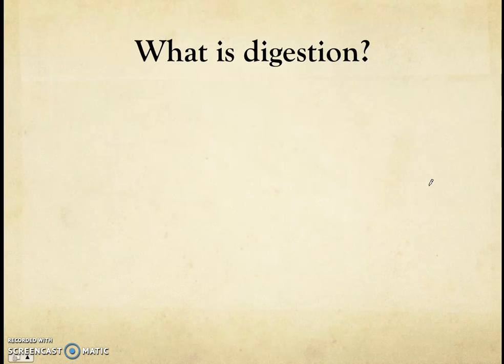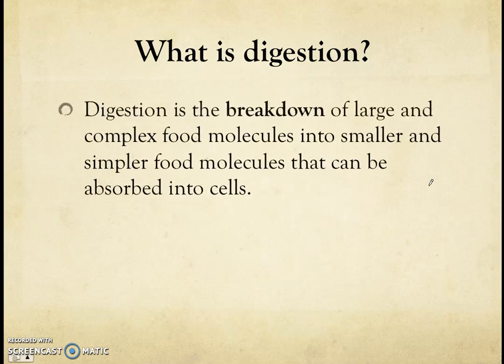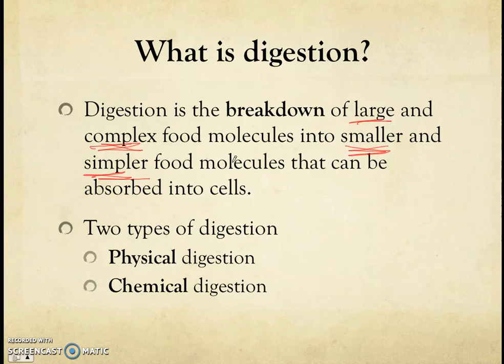So we're going to end with this slide for this video. What then is digestion? Digestion is the breakdown of, again, large and complex food molecules into smaller and simpler food molecules that can be absorbed into cells. Alright, so just get this definition right, what digestion is. And there are two types of digestion: physical digestion and chemical digestion. And we'll be talking a bit more about that in the next video.